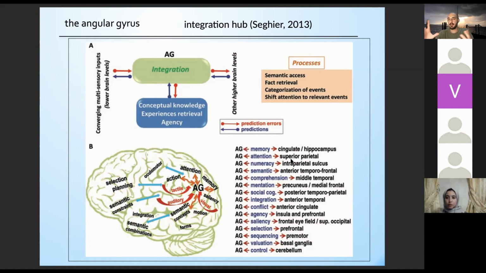So I think this is a nice picture of this kind of multimodal hubs in our brain. Now, remember that I just told you that the ATL is considered to be a hub, right? A multimodal hub. This kind of label is used for many other areas, like for instance, the angular gyrus, okay?